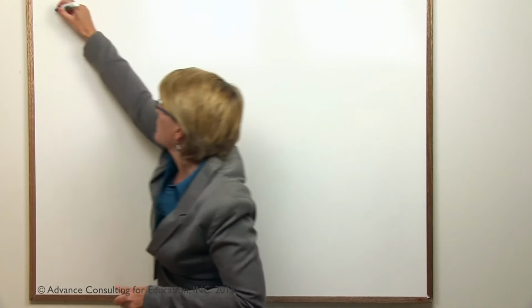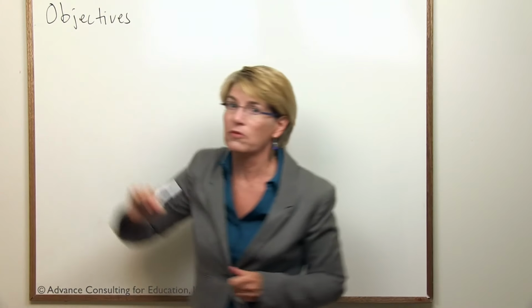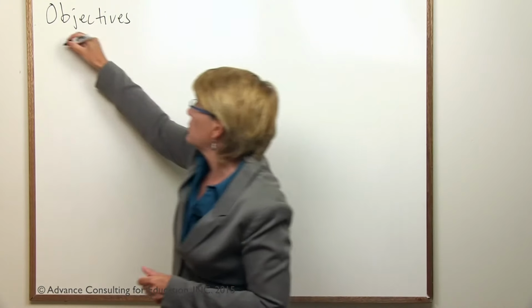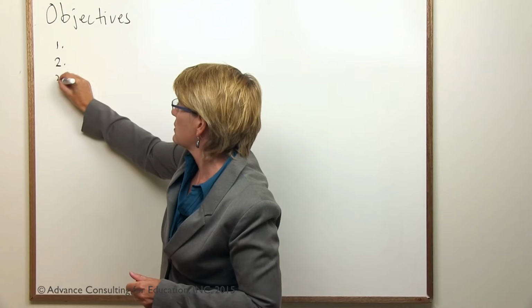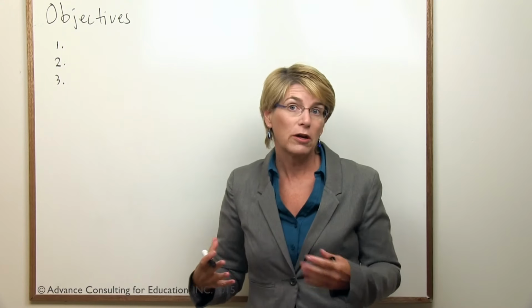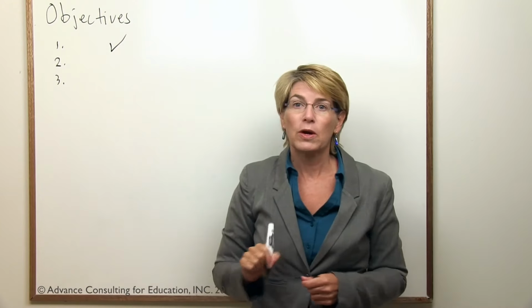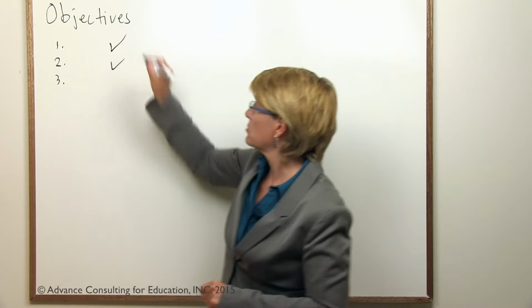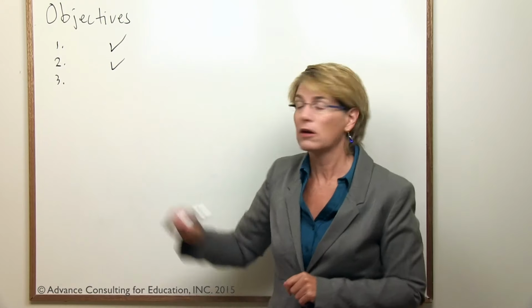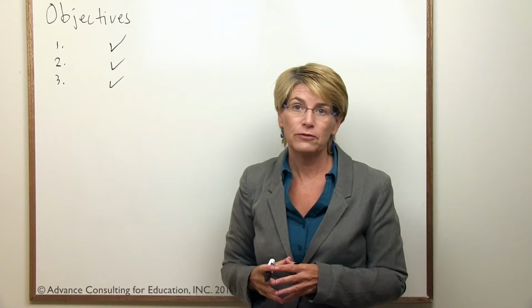So I'm going to write objectives up at the top of my whiteboard, and then I'm going to list my objectives for the lesson. And then as my lesson progresses, I'm actually going to check off the objectives that we've covered. So when we cover objective number 1, I check that off. When we cover objective number 2, I check that off. And when we covered objective number 3, I check that off.